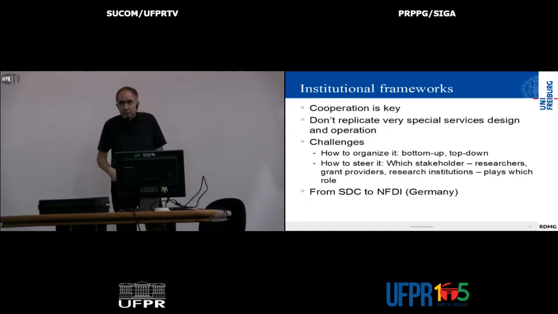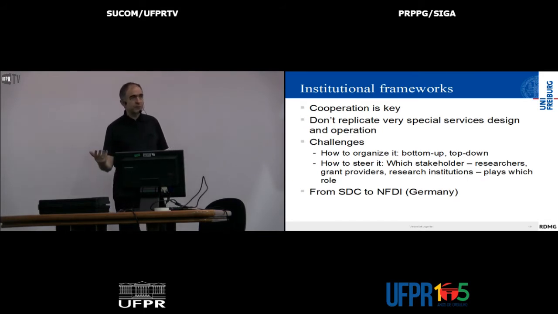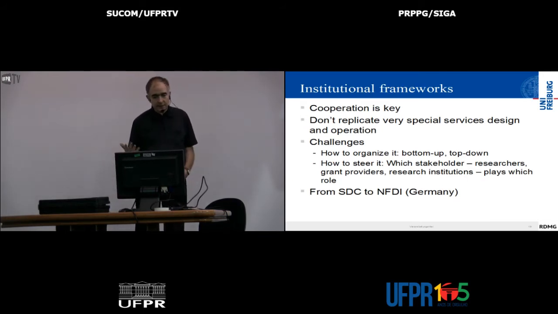We believe, this is our Freiburg view, that in many cases cooperation is the key. One reason is it's too expensive to replicate special services. Humans are expensive. And therefore, if you want to redevelop something, you're wasting the money twice. If you can team up with a partner, cooperation helps. We've seen that in a different field, and that's a bit off topic, but I'll tell it anyway.